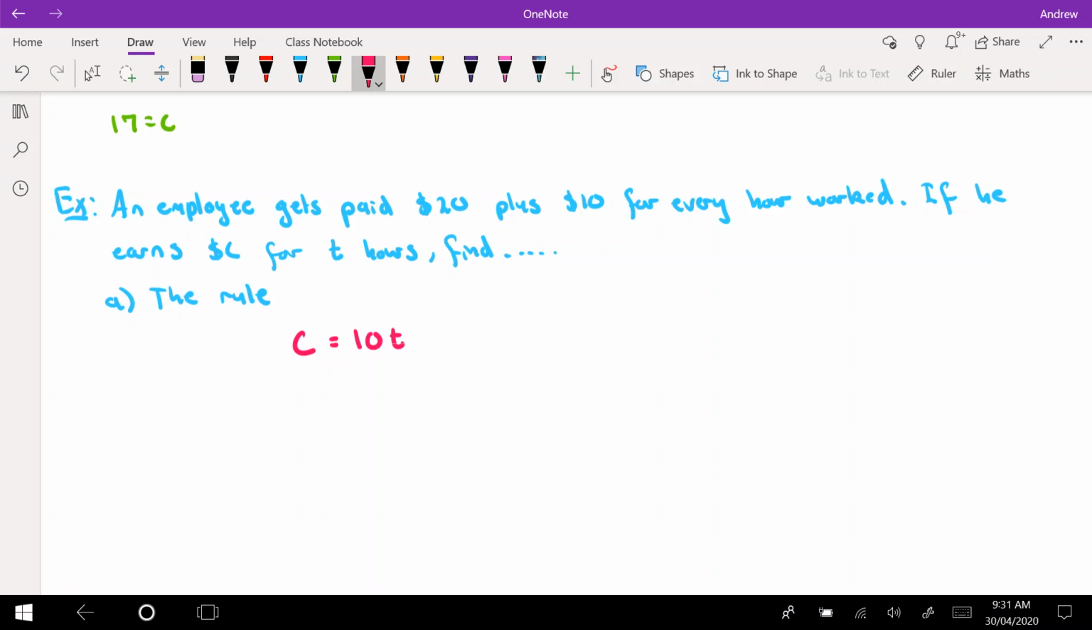But then what else do you also get paid? Not overtime, more in the question that we've just asked. What does it say first? They earn $20, irrelevant of how much they work, they get paid $20. So you plus 20 on the end of it. We're just on normal rates. So the rule to find out how much they earn is 10T plus 20.